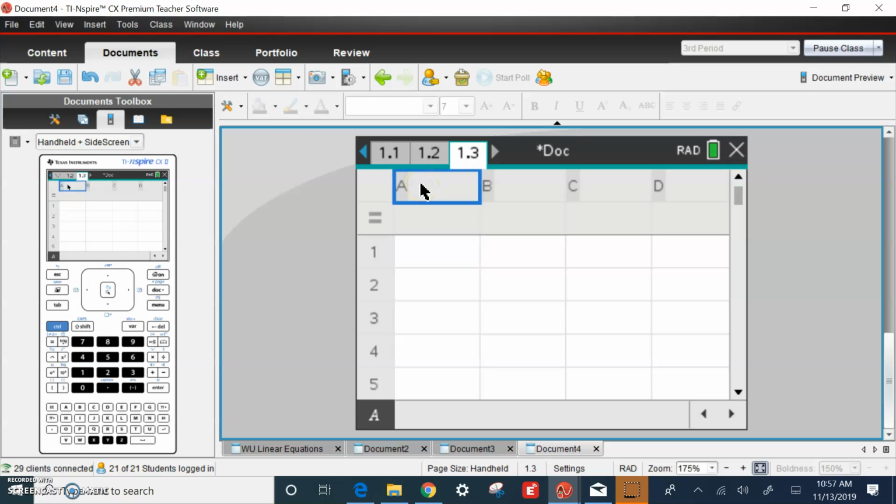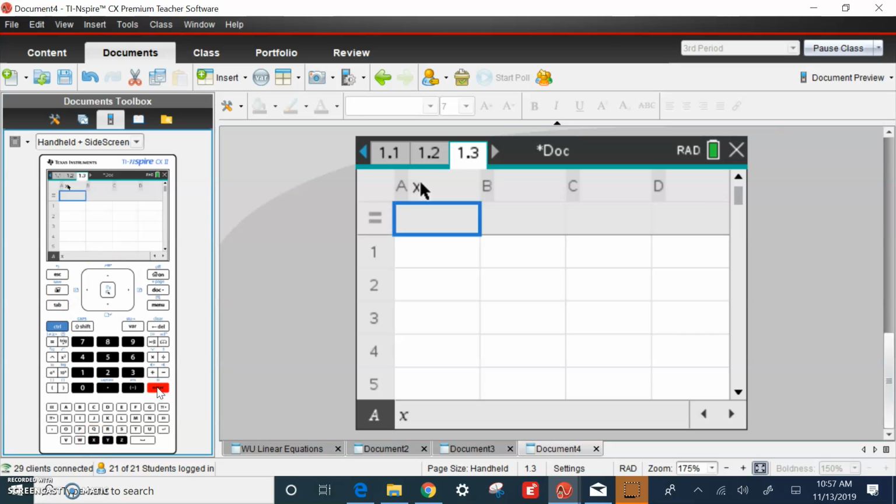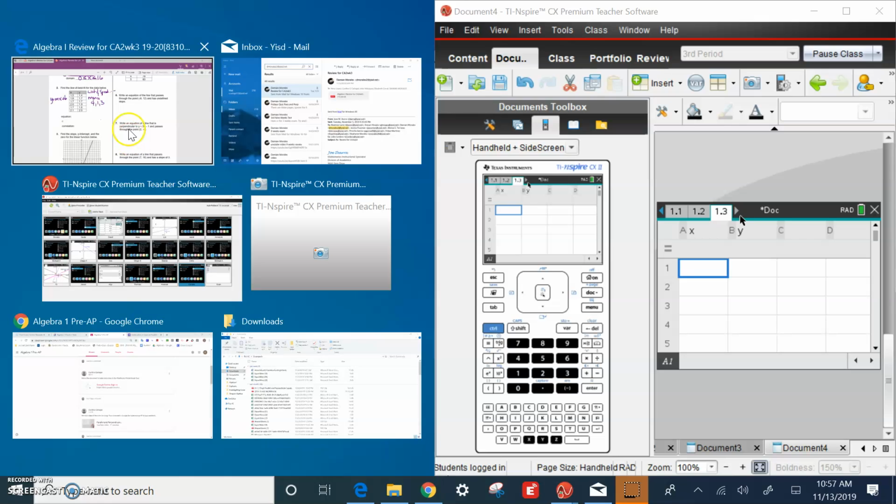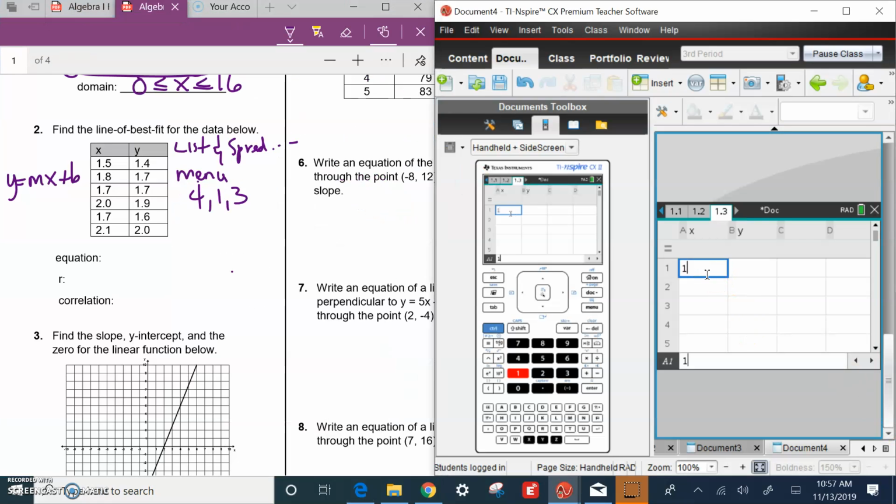Up here, you have to put X. Then where it says B, you have to put Y. Then you plug in all your values. So I'm going to put this side by side so I can see my values. 1.5, 1.8. Then we do our y values. Oops, I messed up. Okay, there.